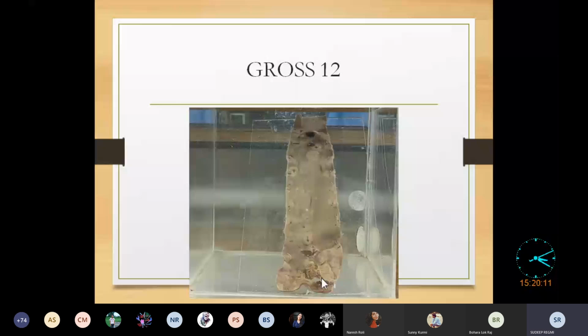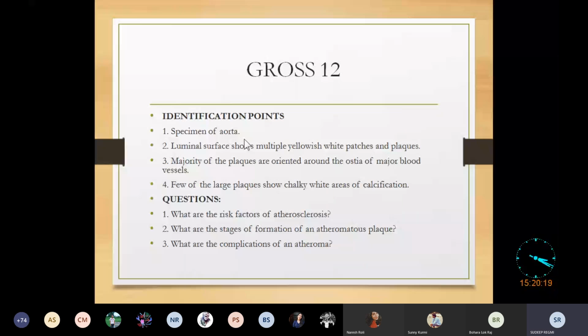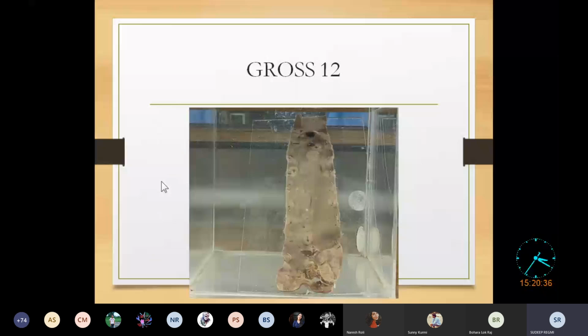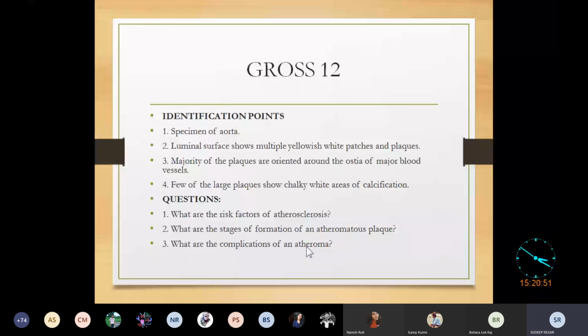The identification points will be specimen of aorta. The luminal surface shows multiple yellowish white patches and plaques, and the majority of the plaques are oriented around the ostia of the major blood vessels, and a few of the large plaques show chalky white areas of calcification. Here also you can see chalky white areas of calcification, and here you can see the ostia of the blood vessels, and they are mostly around these ostia. Ostia means from where the other smaller caliber blood vessels arise. The openings of those areas are known as ostia.